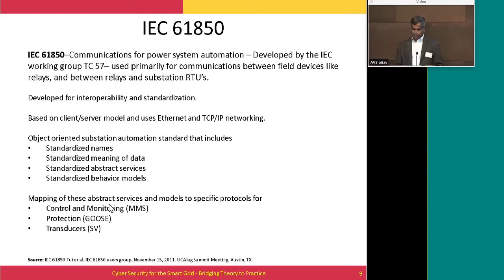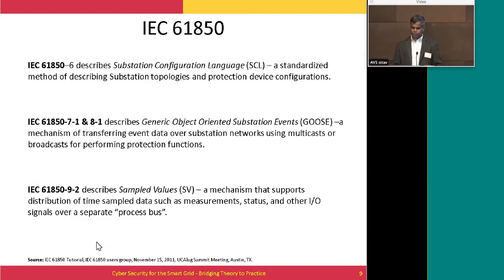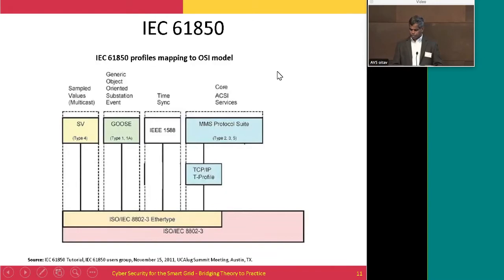So the mapping of this abstract service and model to a specific protocol: for control and monitoring purposes, that is where manufacturing message service, MMS, is used. For protection type of application, GOOSE. For transducers connecting CTs and PTs, the transformers, sampled values. So there are three different sub-protocols within the IEC 61850. It also defines a substation configuration language.